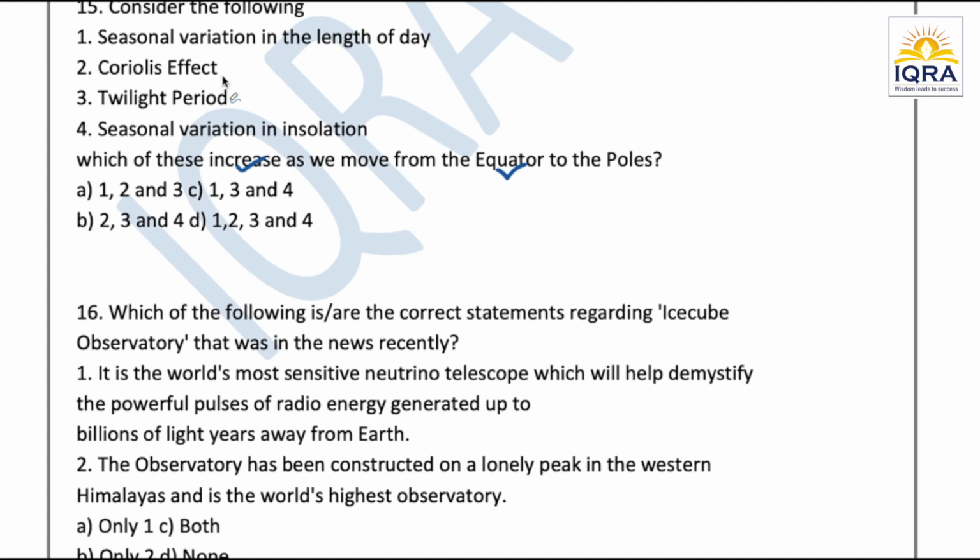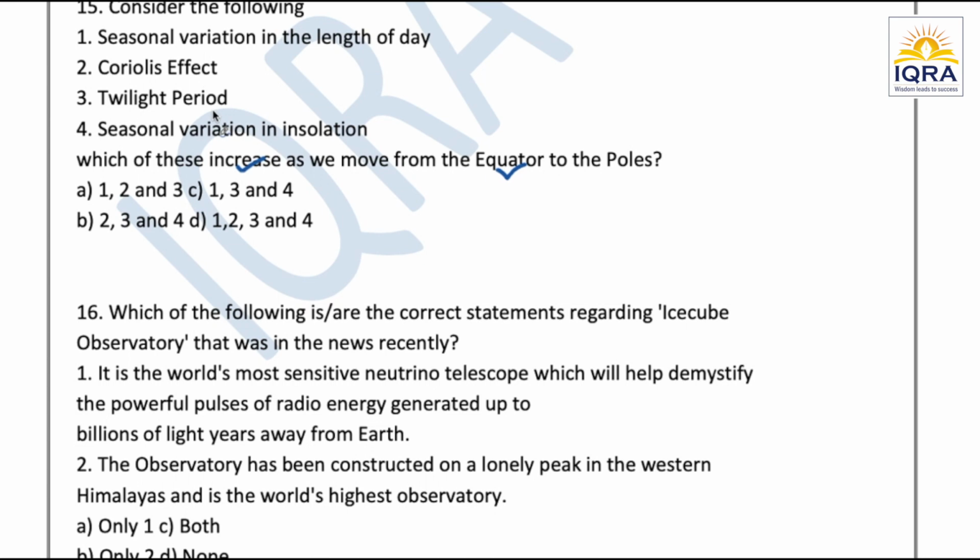And the main reason for the Coriolis effect is the Earth's rotation only. And I believe that you all know that there is no Coriolis effect at the equator, right? So statement 2 also becomes correct. Statement 3, twilight period. The twilight is the period of time before the sunrise and after the sunset. And why it increases? Because as we move from the equator to the poles, it actually happens on the account of the oblique path of the sun towards the pole and vertical path along the equator.